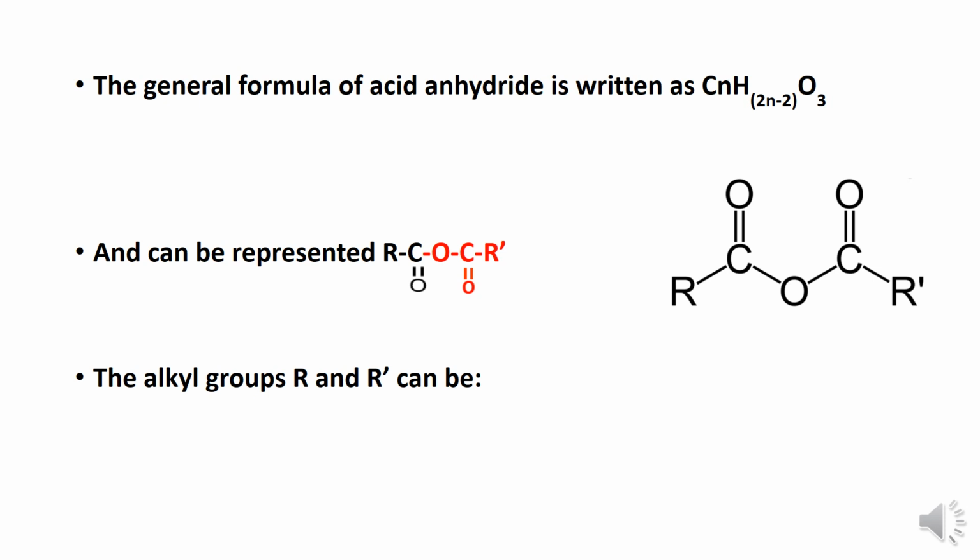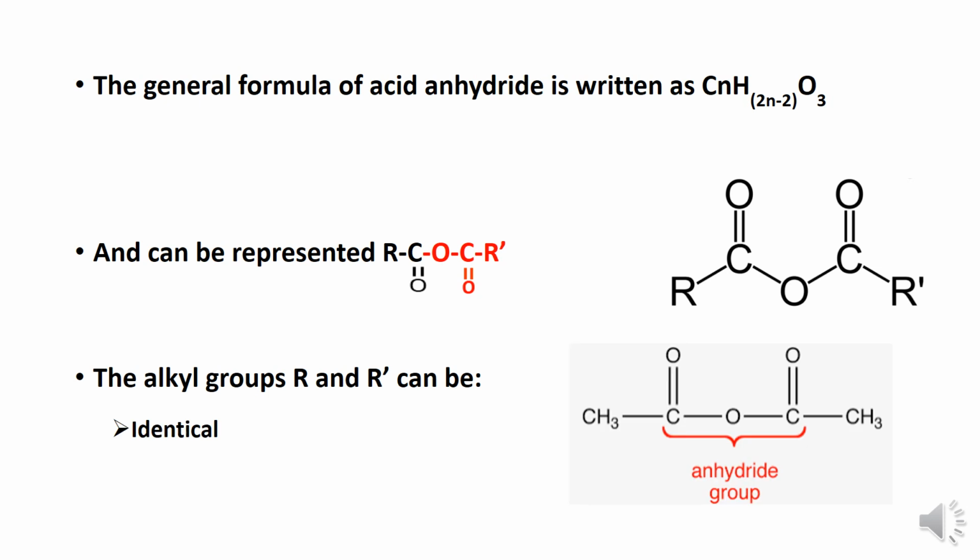two alkyl radicals. What about them? If the alkyl groups R and R prime are identical, as you see here, you have CH3 and CH3. The two are identical, and in between you have the acid group, which is the functional group of the acid anhydride. It is C double bond O, O, C double bond O.